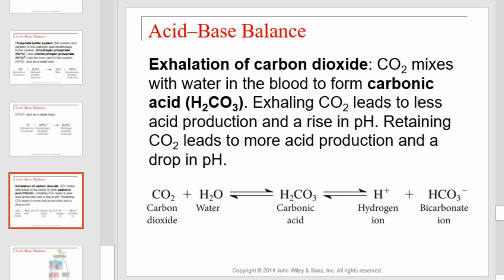Exhalation of carbon dioxide. CO2 mixes with water in the blood to form carbonic acid, H2CO3. Exhaling CO2 leads to less acid production and a subsequent rise in pH. Retaining CO2 leads to more acid production and a subsequent drop in pH, as illustrated here.